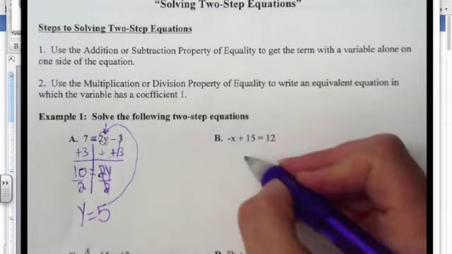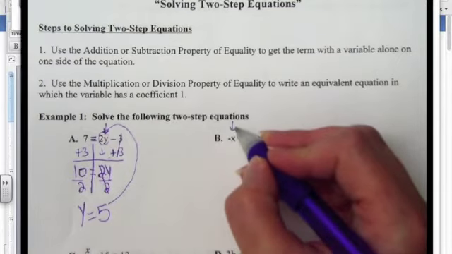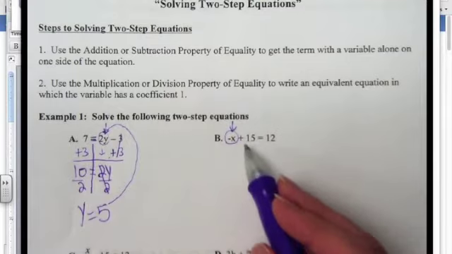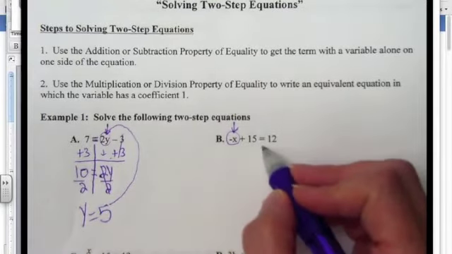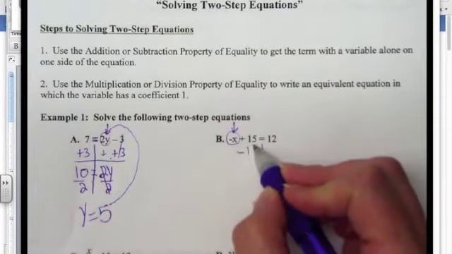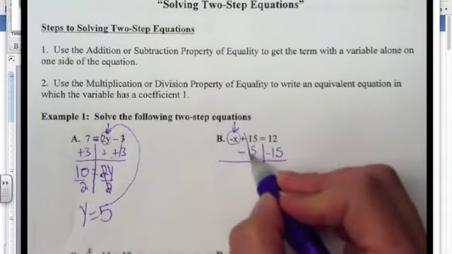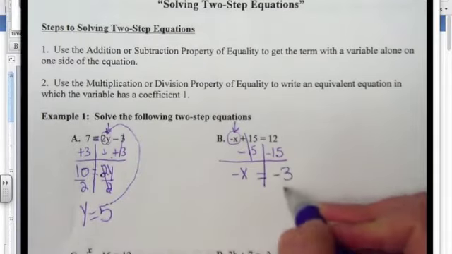Okay, for letter B, we're going to get the negative x by itself. This term is the one we need to focus on getting by itself. So we need to look to see what's in its way. Well, we've got a positive 15 in the way. So we need to do the opposite operation. Since it's plus here, we're going to subtract 15 on both sides of this equation. Okay? So then we get negative x equals negative 3.